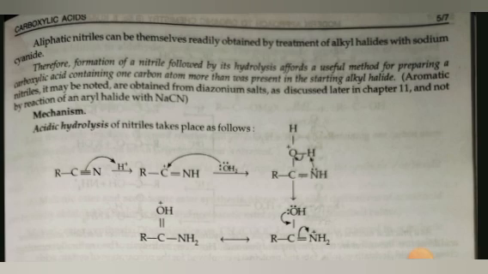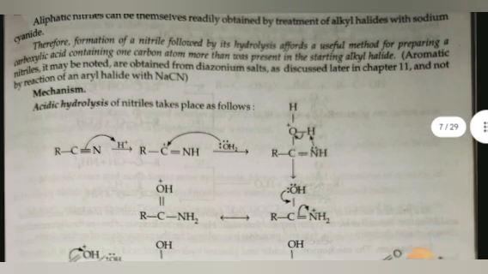Aliphatic nitriles can themselves be readily obtained by treatment of alkyl halide with sodium cyanide. Therefore, formation of nitrile followed by its hydrolysis affords a useful method for preparing a carboxylic acid containing one carbon atom more than was present in the starting alkyl halide. Aromatic nitriles, it may be noted, are obtained from diazonium salt as discussed later in chapter 11 and not by the reaction of an aryl halide with NaCN.